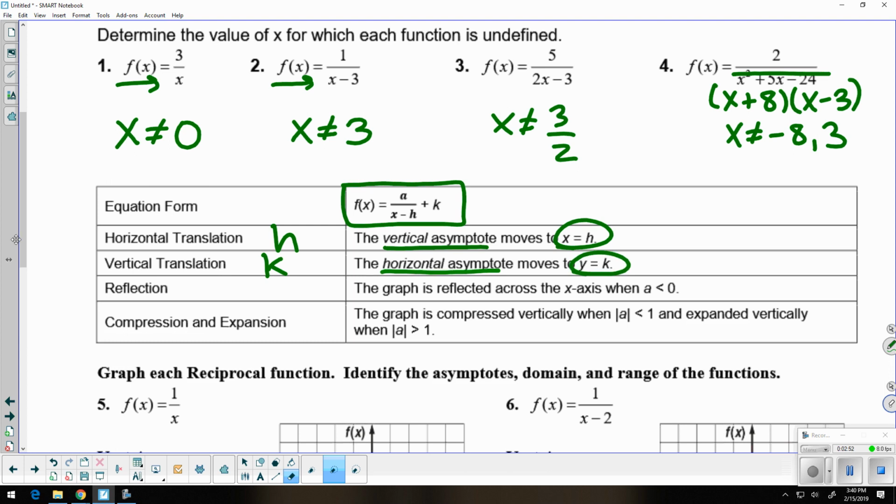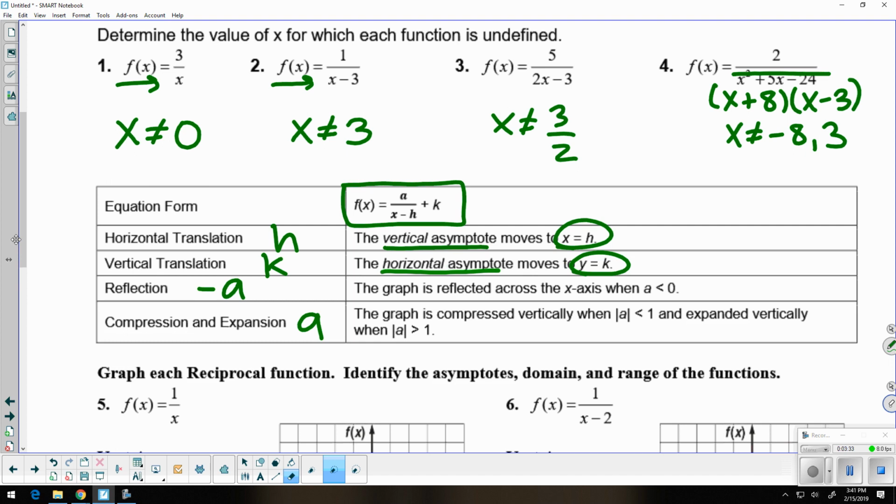Now a can either reflect it, or compress it and expand it. It's only going to be a reflection if a is a negative number. It says the graph is reflected across the x-axis when a is less than 0. So if you have a negative a value, negative 1, negative 2, negative 3, negative anything, then it's going to be flipped over the x-axis. The last one says compression and expansion. The graph is compressed vertically when the absolute value of a is less than 1, but it's expanded, or stretched, vertically when the absolute value of a is greater than 1.